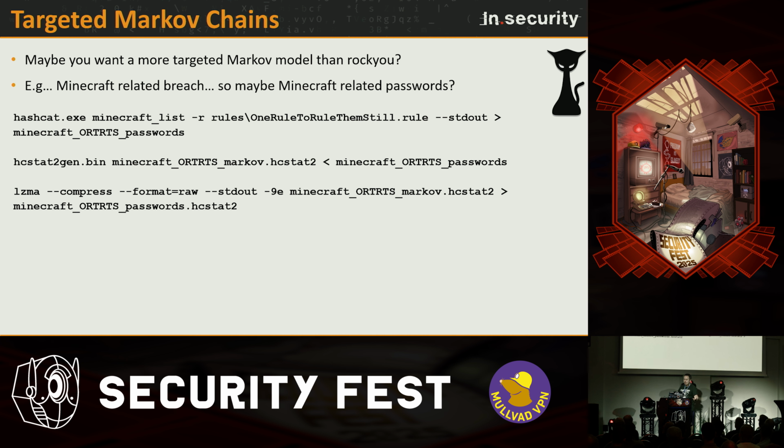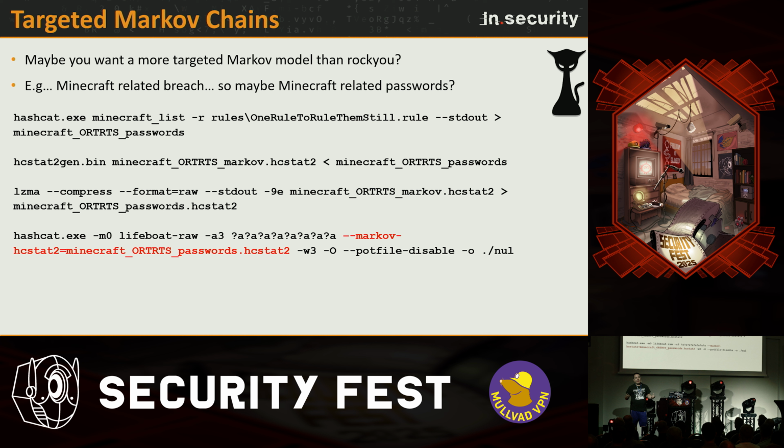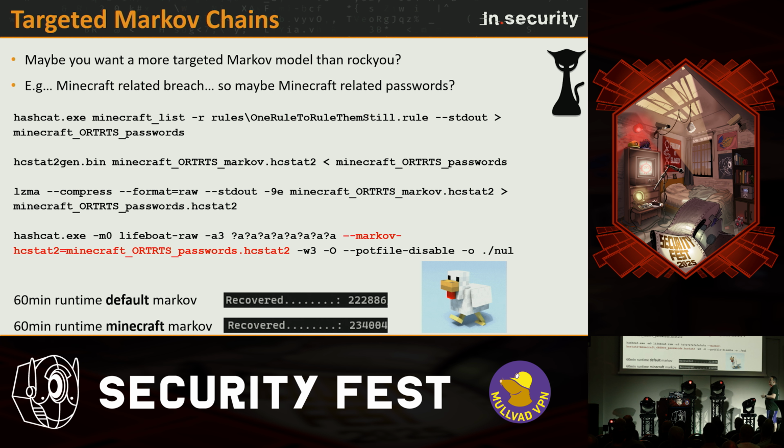You then need to convert that into a Markov model using hcstat2gen. It comes with hashcat-utils. You then need to compress it into a format that hashcat wants to accept. And then I finally ran that attack, but rather than using hashcat's default inbuilt Markov model of RockYou, I applied my own 8-character brute force. We're talking about brute forcing here, okay? Not dictionary attacks. And after 60 minutes of runtime, I found that using my Minecraft model, I recovered over 10,000 more passwords in that first hour than I would have done when I retested it using the inbuilt RockYou Markov.